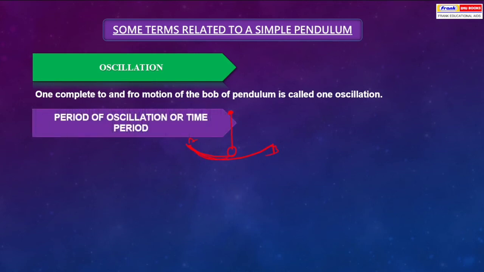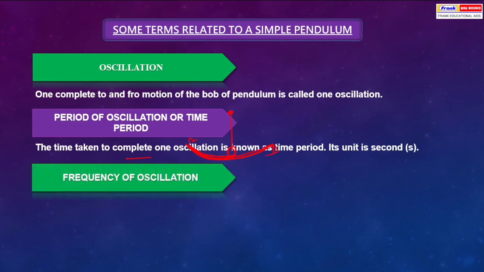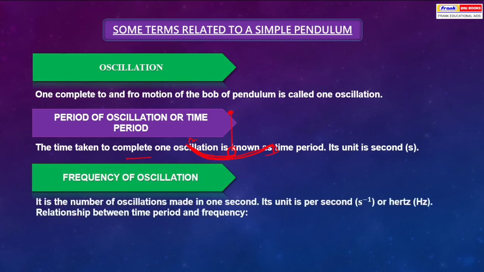This journey from point A to point B is a complete oscillation. Now, the period of oscillation or time period: the time taken to complete one oscillation is known as the time period. When we hit the bob, the time taken to reach point A and then come back to point B is called the time period or period of oscillation. Then we have frequency of oscillation, which is the number of oscillations made in 1 second. Its unit is per second or hertz.